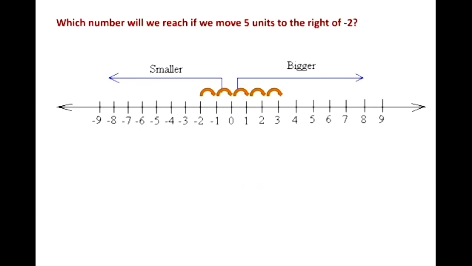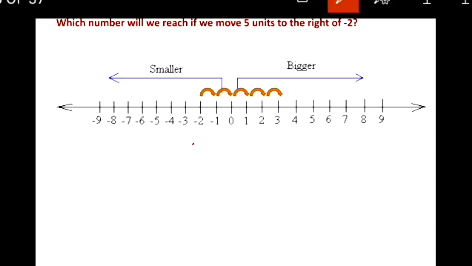Which number will we reach if we move 5 units to the right of -2? So -2 is here and we have to move 5 units to the right. So 1, 2, 3, 4, 5. If we move 5 units to the right, we will reach 3. So the answer will be 3.